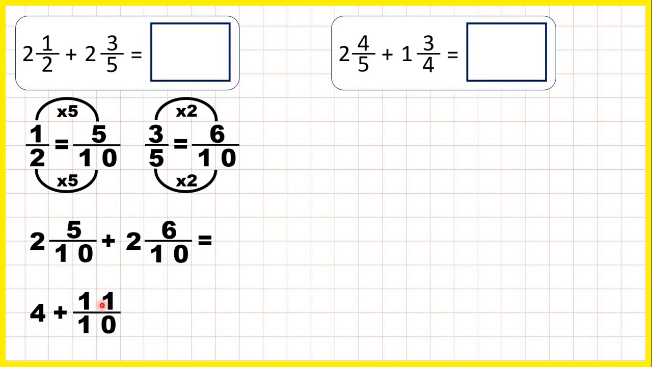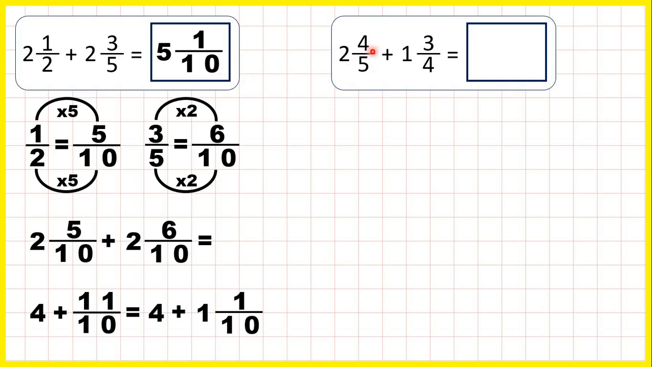So instead of 4 plus 11/10, we have 4 plus 1 1/10, because 11 divided by 10 is 1 remainder 1, and the denominator stays the same. So now 4 plus 1 is 5, we keep the 1/10, so our answer is 5 1/10.